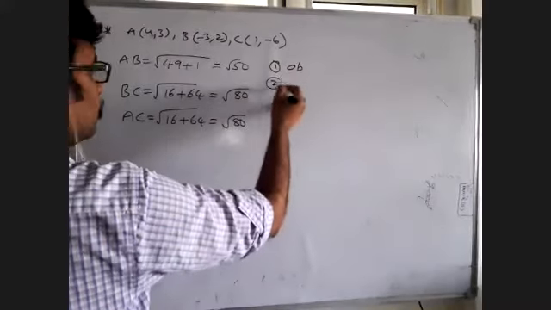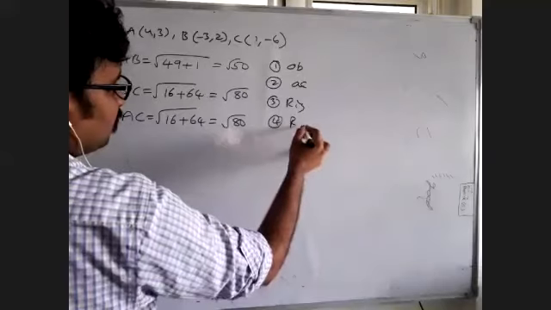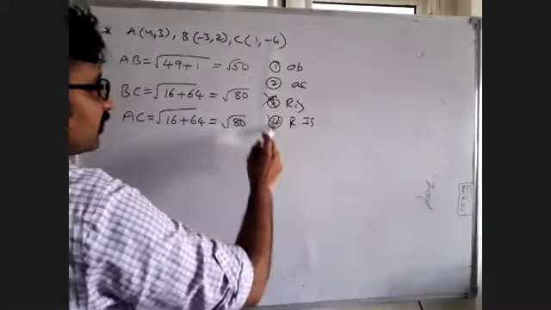Options I am writing: first one, obtuse; second one, acute; third one, right angle; fourth one, right isosceles. So this is not a right angle, and not isosceles either. Now we have to check obtuse or acute.